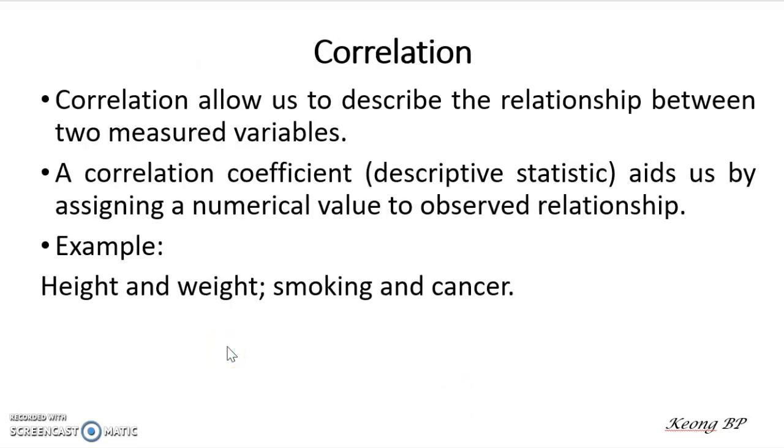Okay, looking at correlation, what does it mean? Correlation is used to allow us to describe the relationship between two measured variables. For example, your two measured variables are height and weight, and you want to see is there any relationship between height and weight. For example, when height increases, will weight increase as well? Or will height increase, will the weight decrease? Or the other way around.